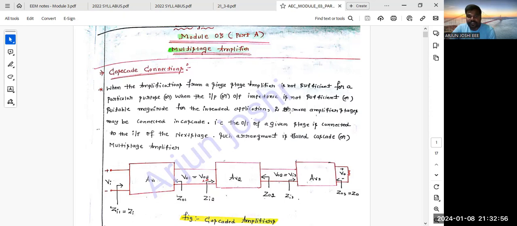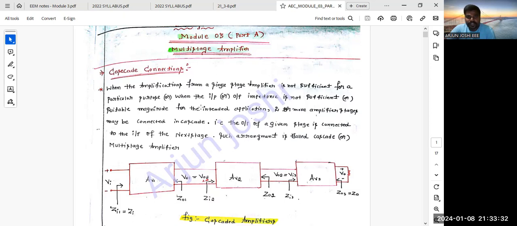Before that, let's understand what a multi-stage amplifier is with a small example and small derivation. When the amplification from the single stage amplifier is not sufficient for a particular purpose, or when the input or output impedance is not of suitable magnitude for the intended application, two or more amplifier stages may be connected in cascade. It means whenever a single stage amplifier is not able to provide enough voltage gain or input impedance or output impedance, at that time we go for another stage.